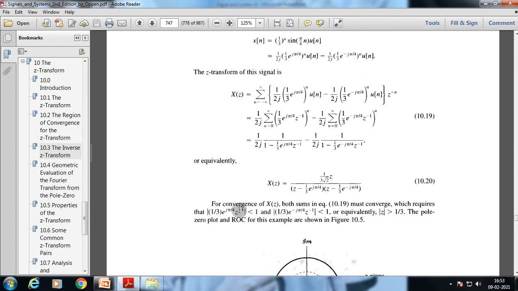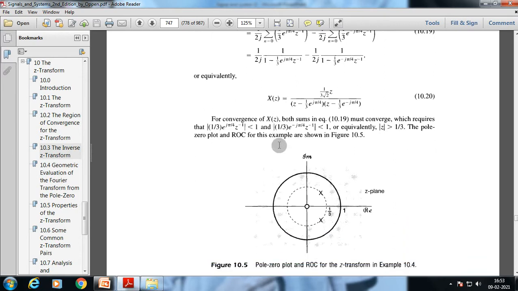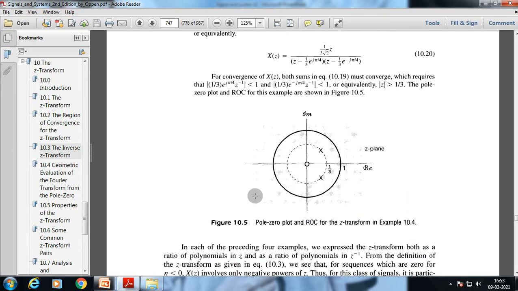For convergence of X(z), both sums in this equation must converge, which requires that the magnitude of 1/3 e^{jπ/4} z^{-1} is less than 1, and the magnitude of 1/3 e^{-jπ/4} z^{-1} is also less than 1. If these two parts are less than 1, or equivalently mod z is greater than 1/3, then the pole-zero plot and ROC of this example is shown here.